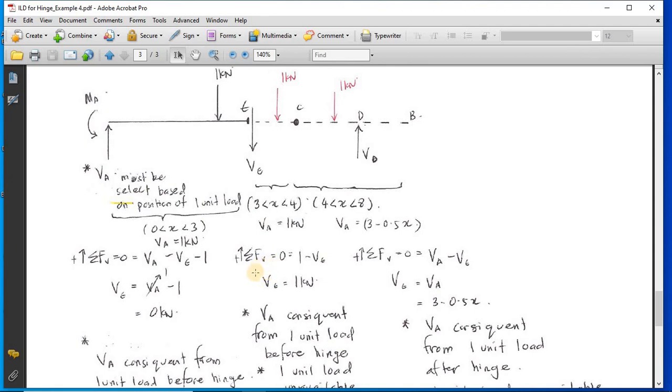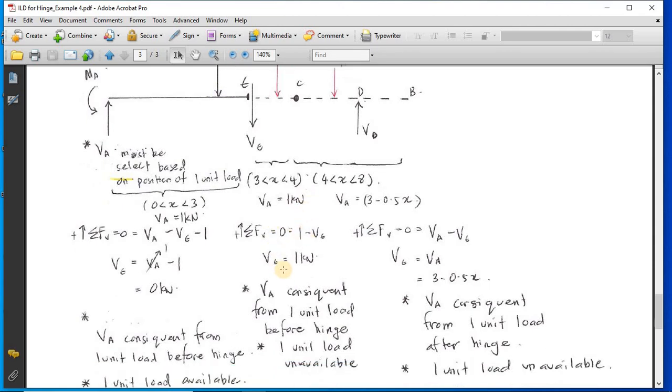The summation of force in the vertical is equal to 1 minus VE, where 1 is from VA. So this is VE. The 1 unit load here is unavailable in this range. And this will produce VE equal to 1 kilonewton. Okay, so this is the second equation. The first equation is VE equal to 0. The second equation, from the second range, is VE equal to 1 kilonewton.